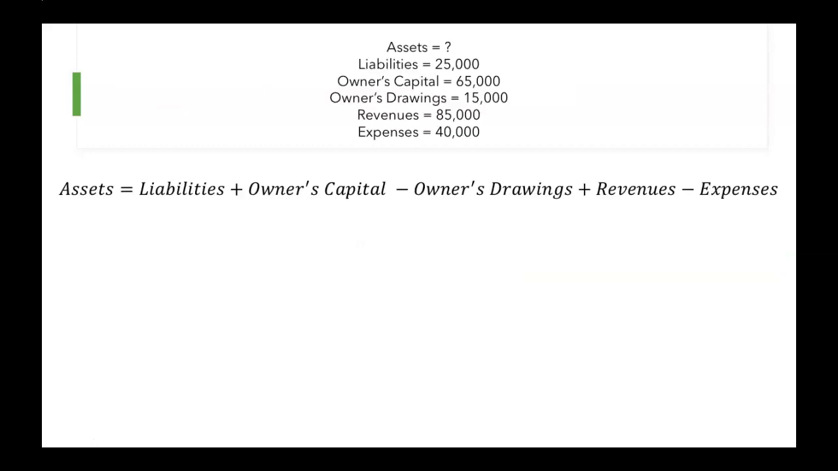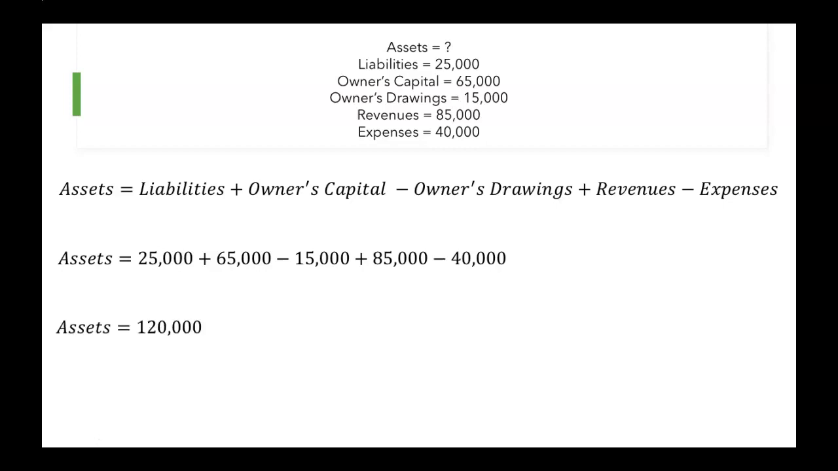So we can use this expanded accounting equation to find unknown values, let's say. So if you know your amount of liabilities, capital, drawings, revenues, and expenses, but you don't know your assets, we can plug in our numbers and turn it into an algebra problem. So we plug in all of the pieces that we were given initially, and we can find that our assets will come out to be $120,000.